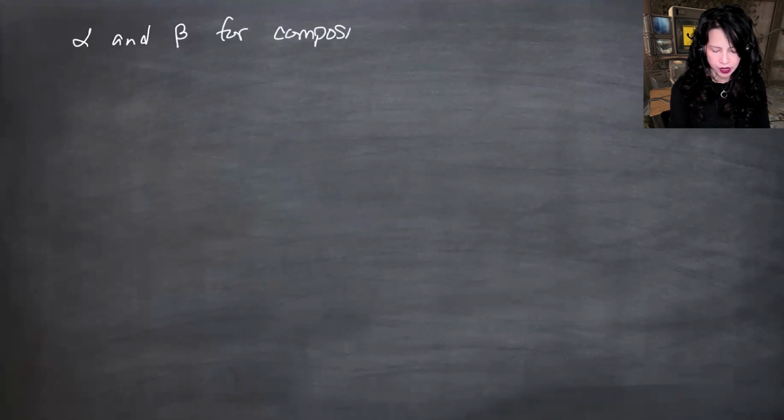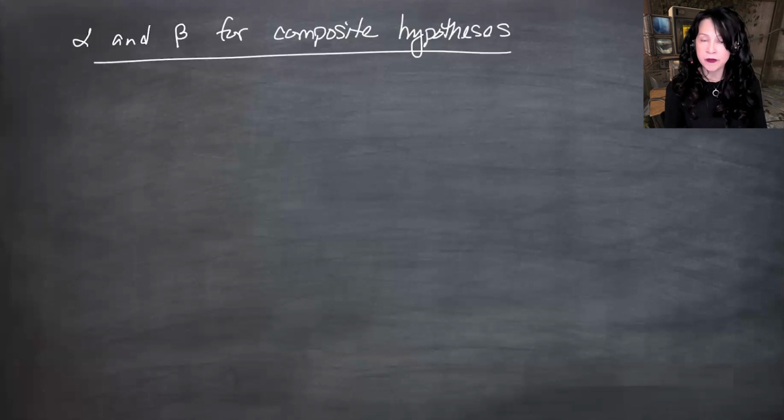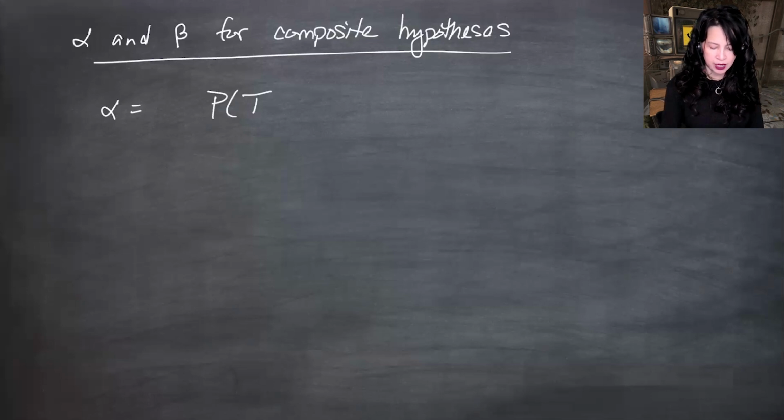So alpha and beta for composite hypotheses. Maybe one of them is composite or both of them. Before this, don't write this down because I'm going to, well, if you do, leave a space. This was the probability of making a type 1 error.